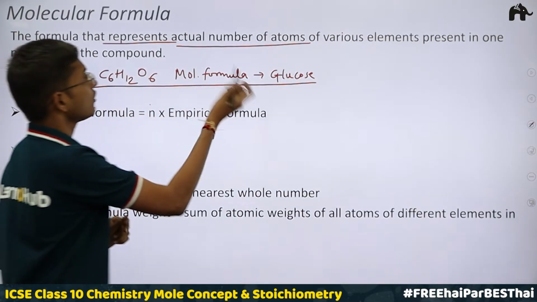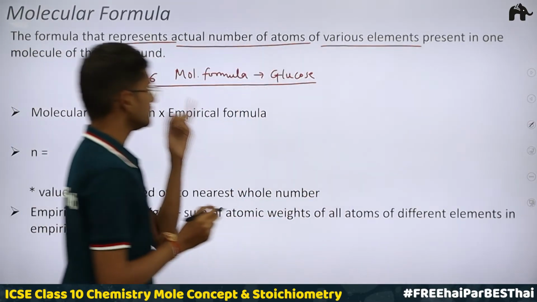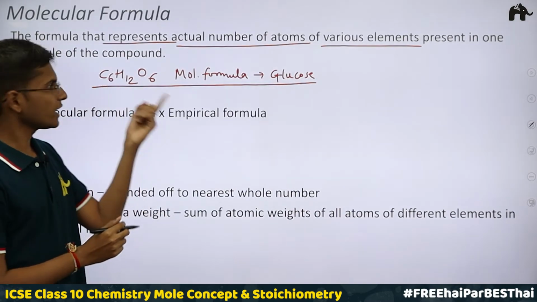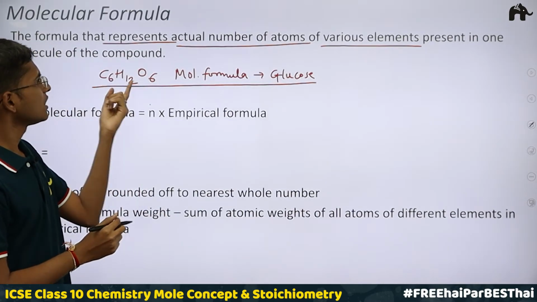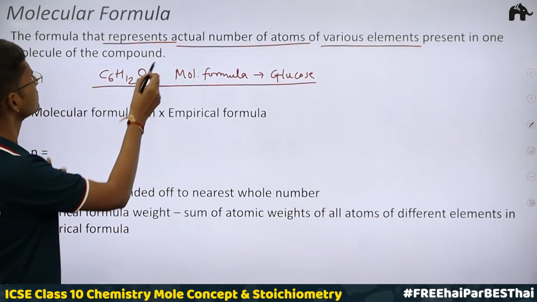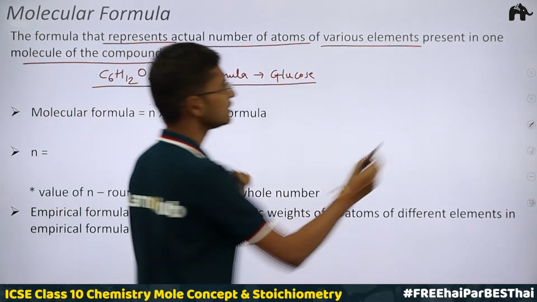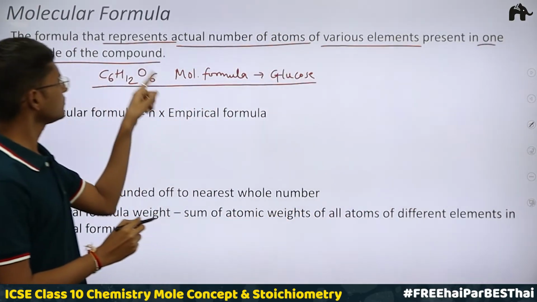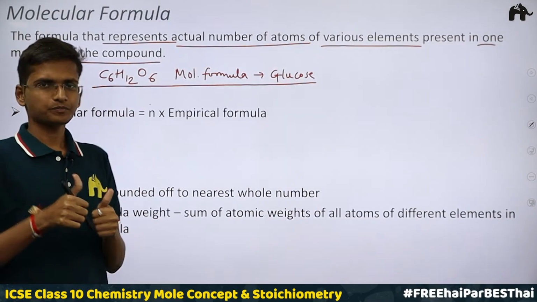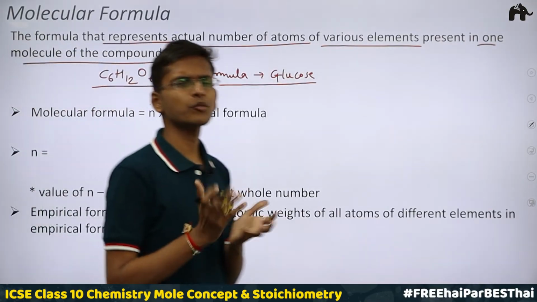okay, of various elements. See, carbon, hydrogen, oxygen, okay, the actual number of atoms of various elements present in one molecule of a compound. Okay, very simple. We are talking about this one molecule of glucose. Clear? Now moving ahead, how to find the molecular formula?